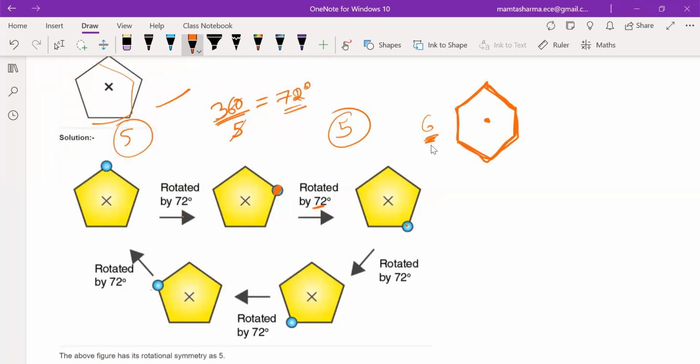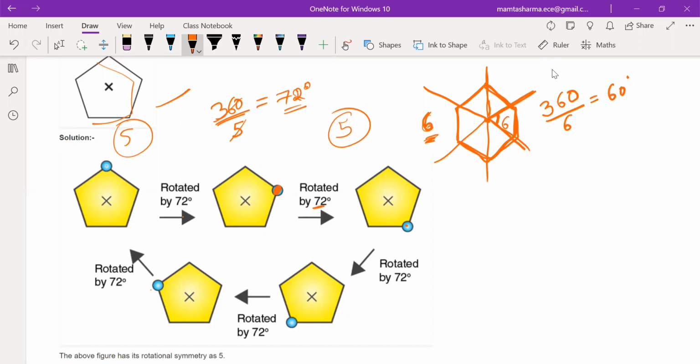So what would be the angle of rotation? How many symmetrical sides are there? 6 symmetrical sides. 1, 2, 3, 4, 5, 6. So this angle would be? The total is 360. The total parts are 6. Then the angle of each part would be 360 divided by 6. That would be 60 degrees.